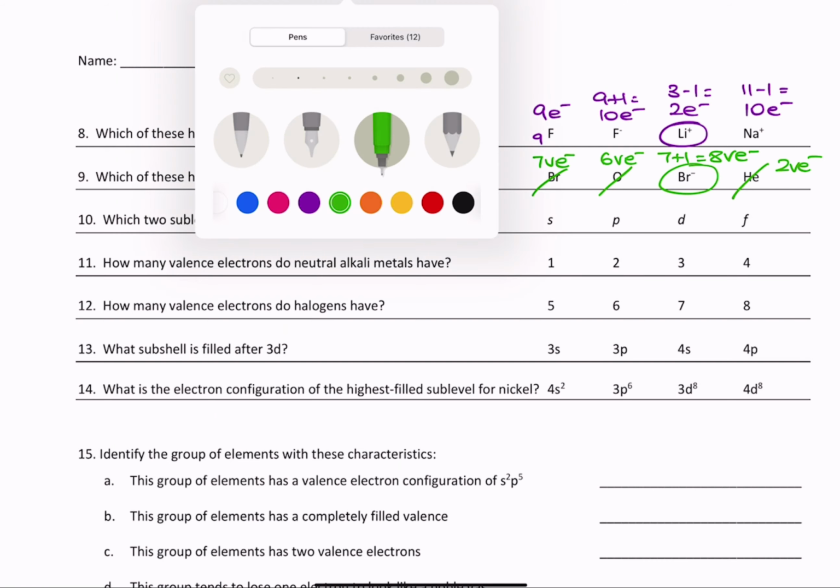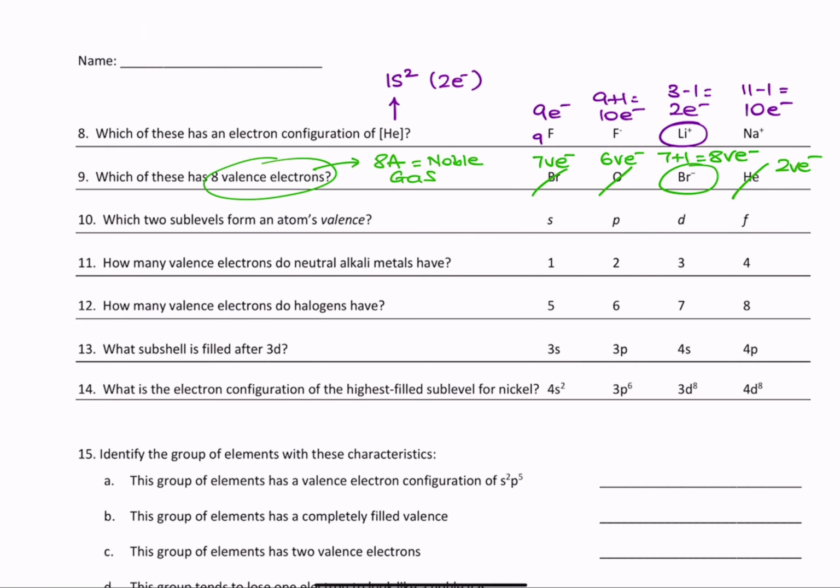Which of the 2 sublevels form an atom's valence? It's only the s and the p sublevels. So be sure to remember that. The maximum number of electrons in s is 2. The maximum number of electrons in the p sublevel is 6. Therefore, the maximum number of valence electrons is 8.